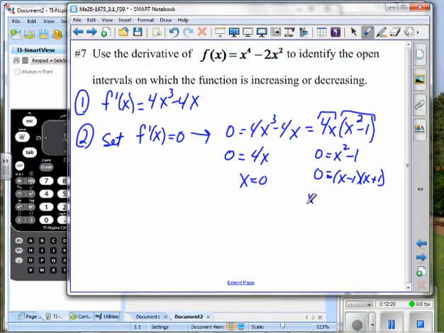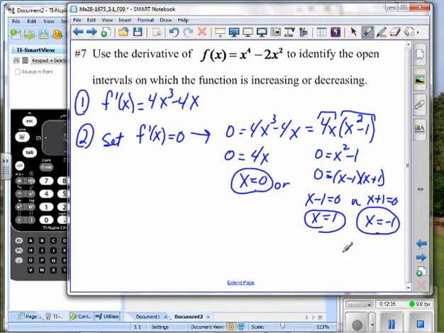Either one again, yeah. So x minus 1 is 0, which means x is 1. Or, I'm not trying to trick you, I'm really not. Or x equals negative 1. So I end up with three values where the derivative is equal to 0.